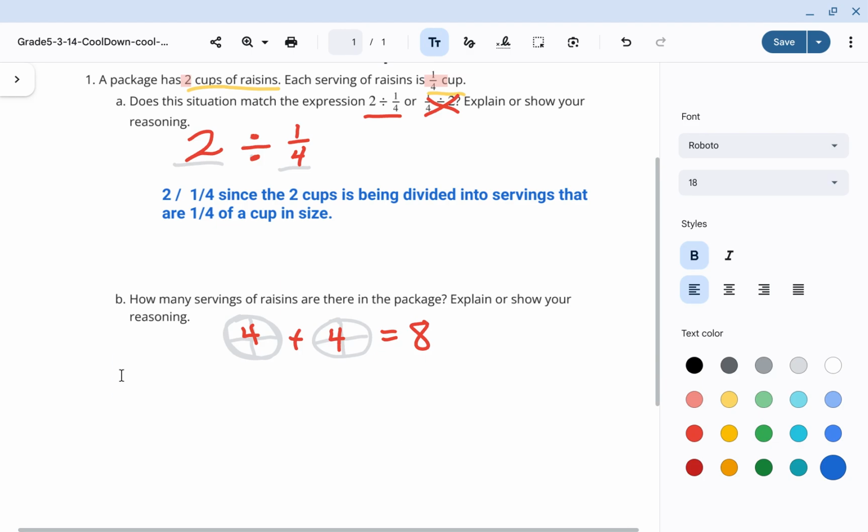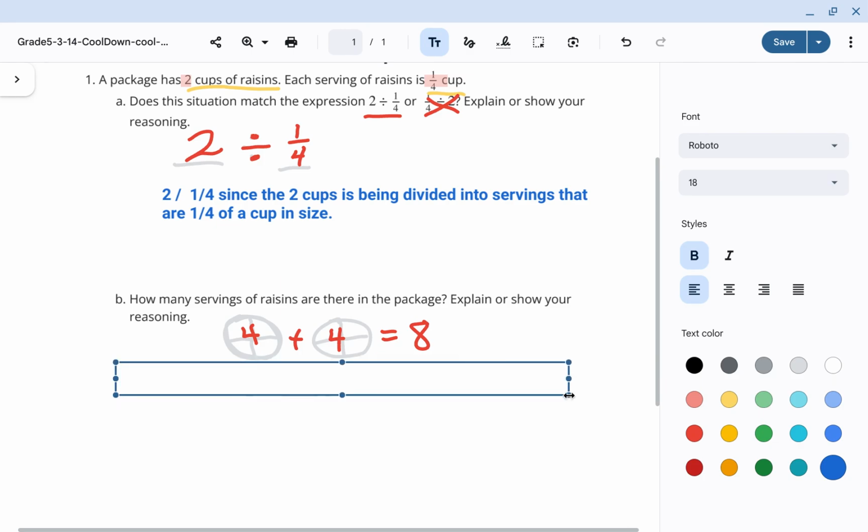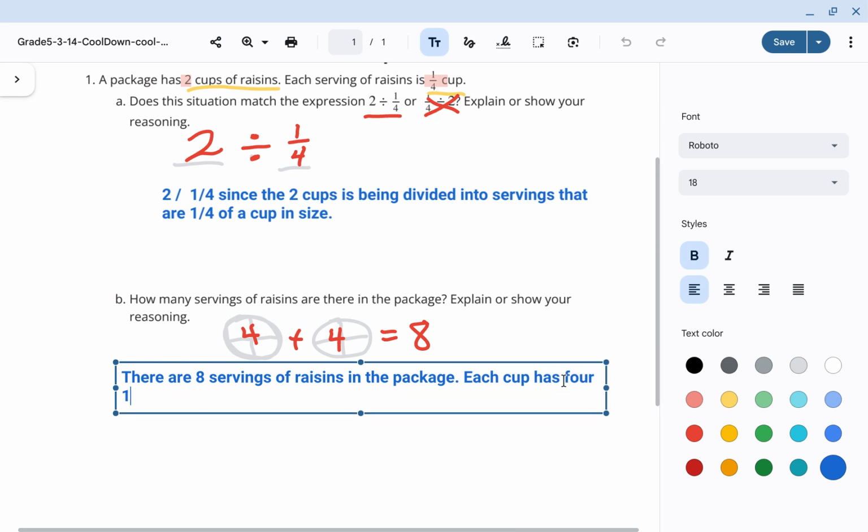So we're going to come down below and we're going to give just a very short caption to explain this. We're going to say there are 8 servings of raisins, and I could say in the package. Again, I'm just using some words from the prompt just to restate. I'm going to say that each cup has 4 1/4 cup servings. So that is a total of 8 servings.